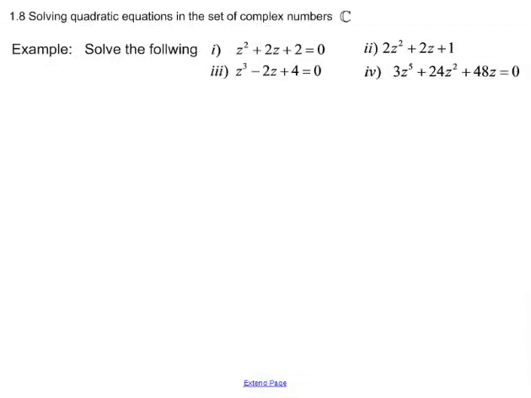Right, guys, I hope these are the last examples we looked at when we were doing our solution of equations involving complex roots. Now, what I want to do today is to discuss one more example.